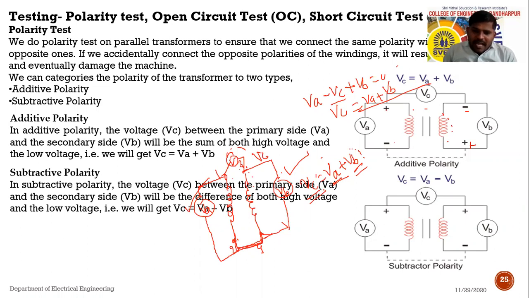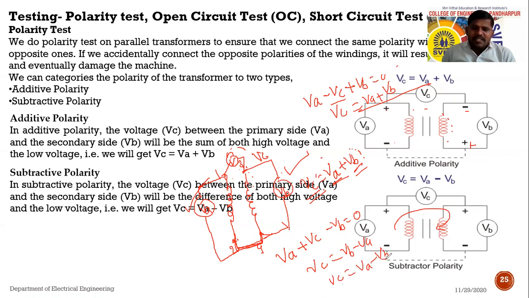See, if we are applying KVL to that loop in the clockwise direction, negative to positive is nothing but positive VA, positive VC, then minus VB, equals 0. So VC equals VB minus VA, or VC equals VA minus VB. That means there is a subtractive polarity.